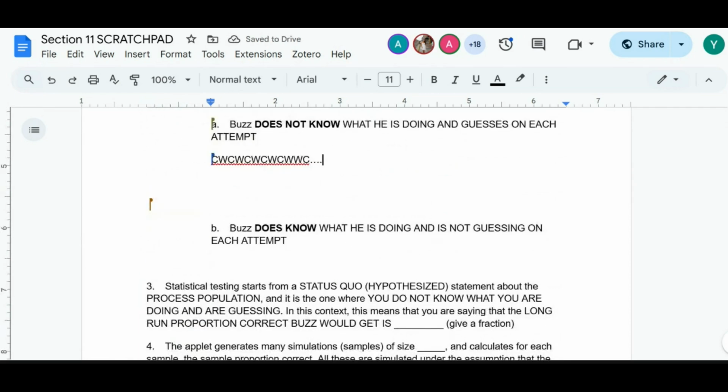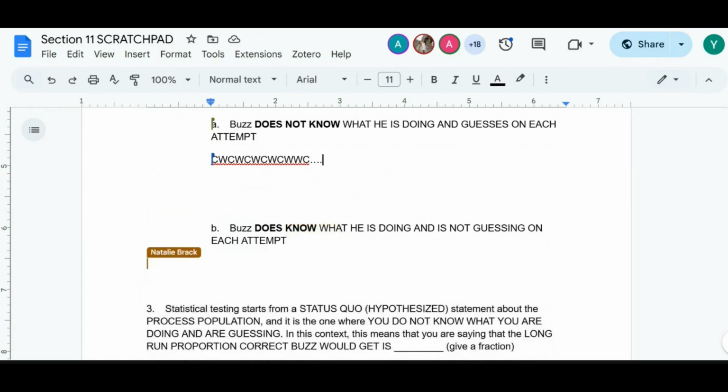Can you give me a sequence of C's and W's that you might see if Buzz the dolphin is actually smart and knows what he's doing? Just give me one. Should you see an equal split of 50-50, or what should you see? If you know what you're doing, you should see more C's than W's. So I'm doing these things to help you see what the population is. It's not that abstract. It's binary.